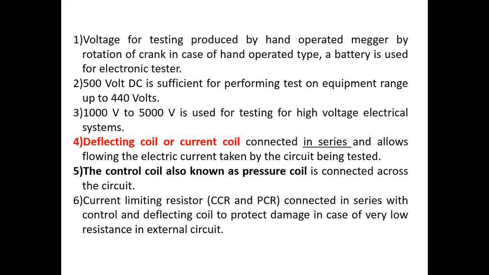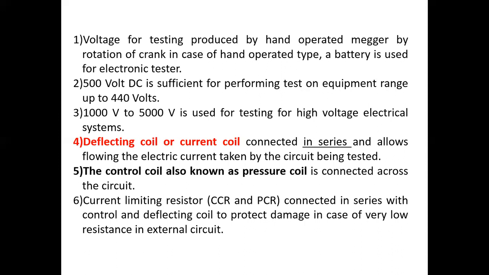Deflecting coil or current coil is connected in series and allows the electric current taken by the circuit being tested to flow. The controlling coil, also known as the pressure coil, is connected across the circuit. Means the current coil is connected in series with the load resistance, and the pressure coil is connected across the load resistance which is to be measured.